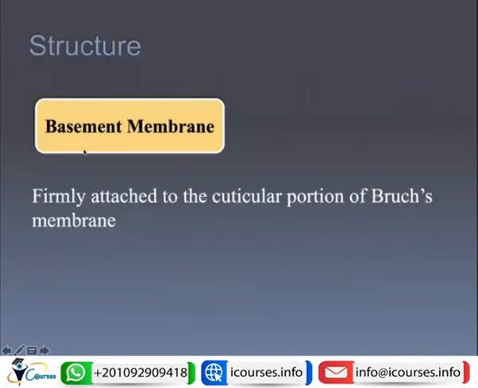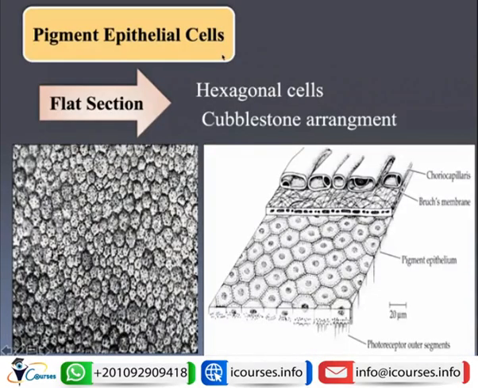The structure of the retinal pigment epithelium is formed by a basement membrane, which is firmly adherent to Bruch's membrane, and the pigment epithelial cells. As we said, the pigment epithelial layer is a single sheet of 5 million hexagonal cells. From our previous lecture, do you remember another cell of hexagonal type that we mentioned?